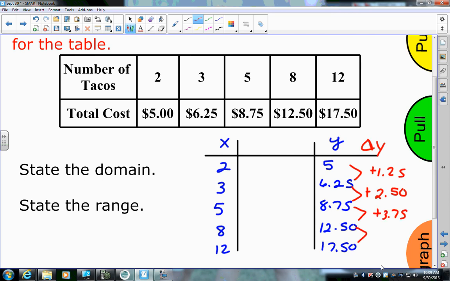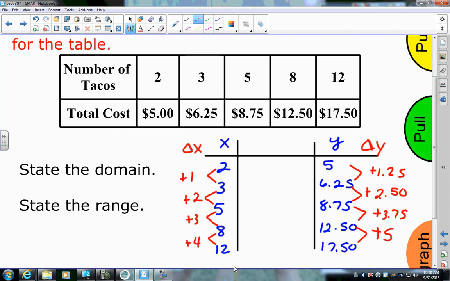The next one, how do you get from 12.50 to 17.50? Add 5. Now, all of these are different, but that doesn't mean anything right now. You have to find delta X, the change in X. Right here, it's plus 1. How do you get from 2 to 3? Plus 1. From 3 to 5, plus 2. From 5 to 8, plus 3. From 8 to 12, plus 4.